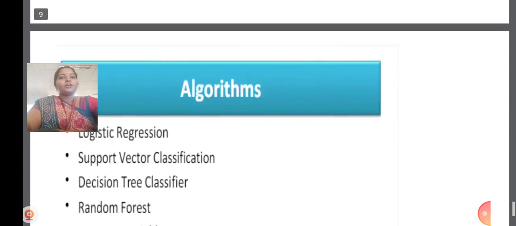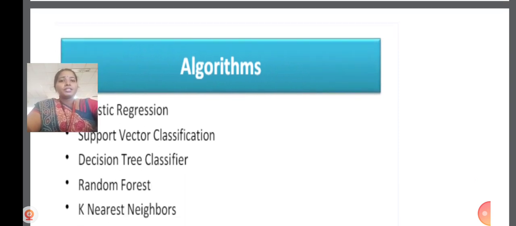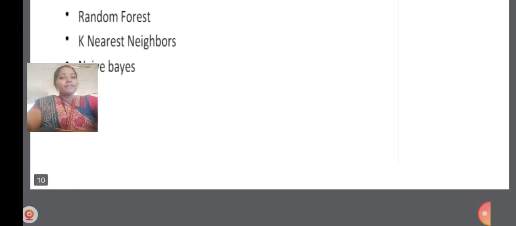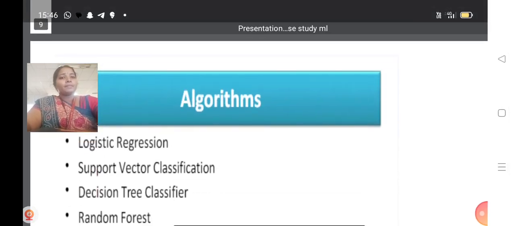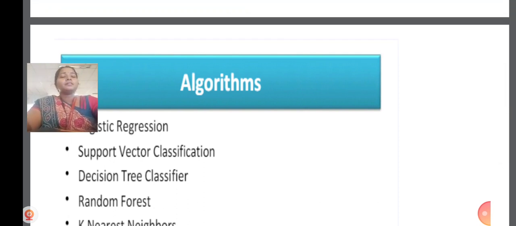The algorithms used here are logistic regression, support vector classification, decision tree classifier, random forest, k-nearest neighbors and Naive Bayes. Based on these algorithms, we can easily calculate the count, and the patient's health condition will be monitored.